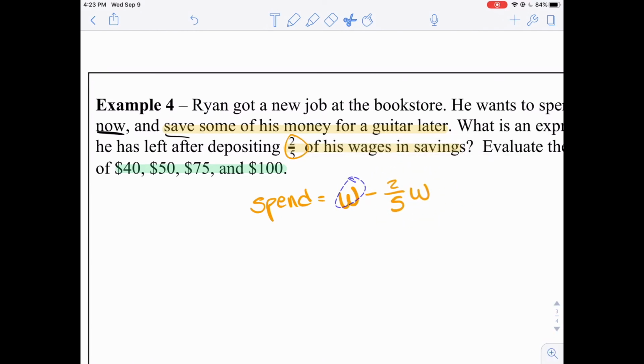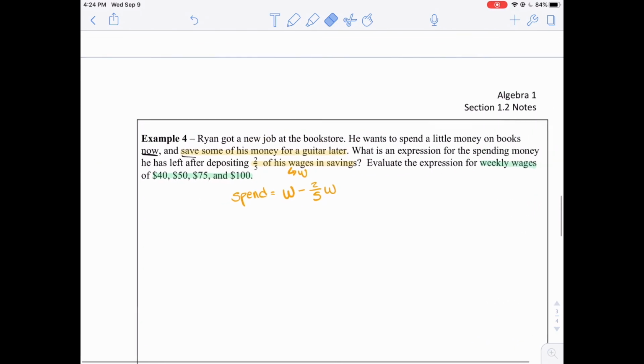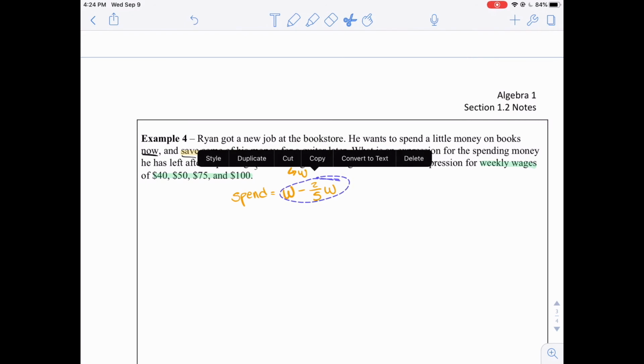So we have whatever his wages is. We should probably put a little note. W is wages. There you go. So whatever his wages are, we minus 2/5 of those wages, and that's how much he can spend. Cool. And now we're going to evaluate the expression if his weekly wages are $40, $50, etc.